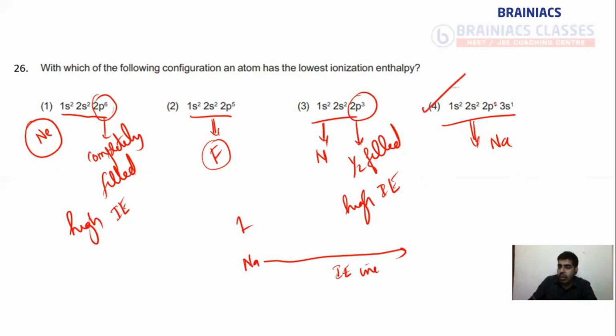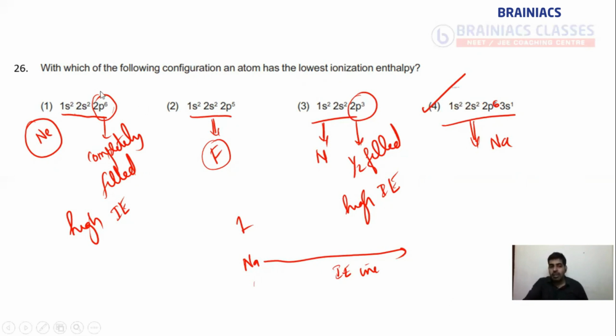Actually, this is not 2p5. This is actually 2p6. So this is the configuration of sodium. Sodium belongs to the first group. Along a period, ionization energy increases. That means the first group has the lowest ionization energy possible. So the answer is option 4.